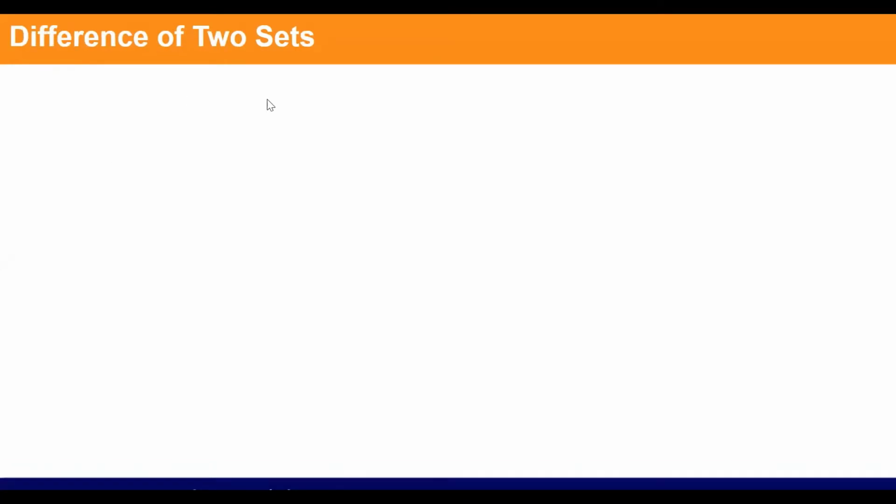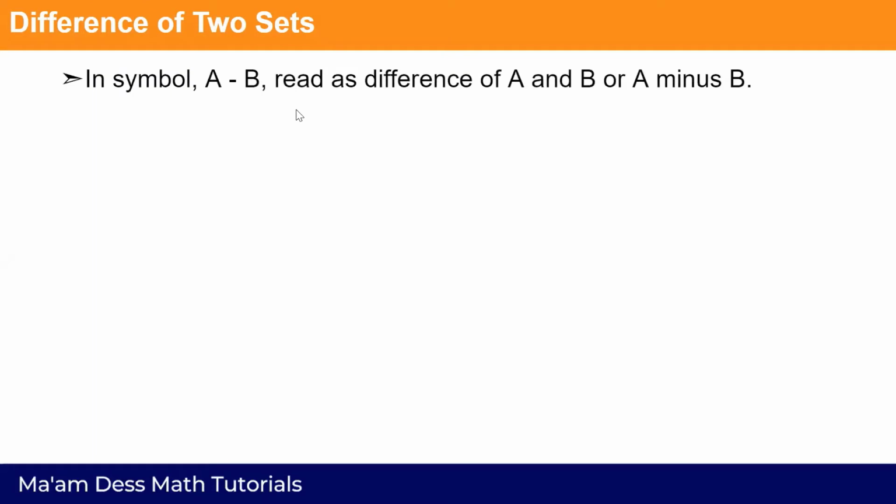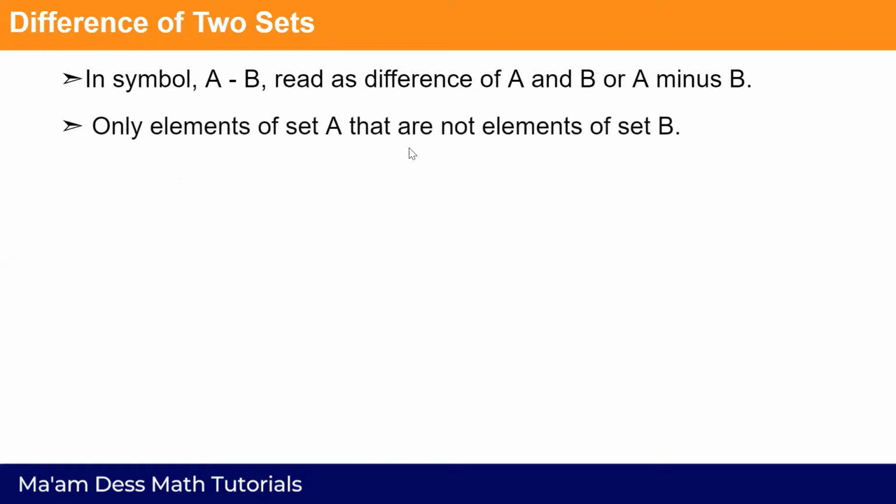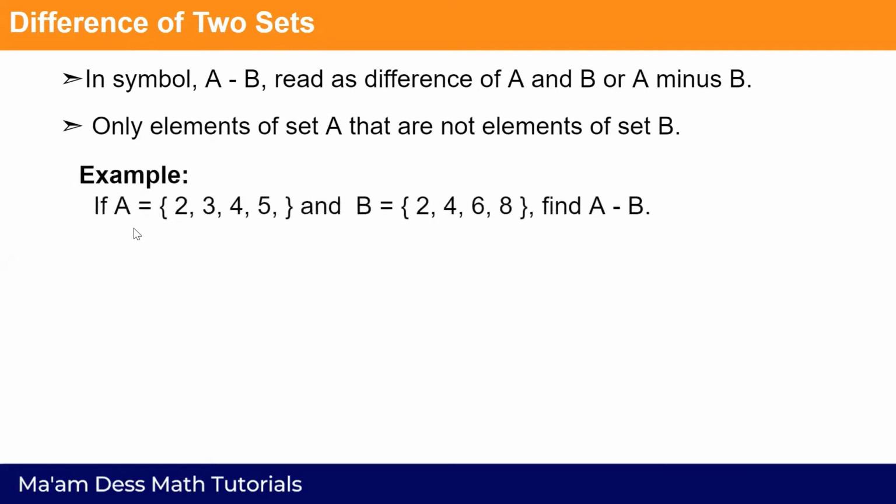Let us have now the difference of two sets. In symbol, A minus B read as difference of A and B or A minus B. Only elements of set A that are not elements of set B. Example, if set A contains 2, 3, 4, 5 and set B contains 2, 4, 6, 8, find A minus B. Solution, we have A minus B, 3, and 5. Okay, so it means not in B. All elements not in B. So we have 3 and 5.